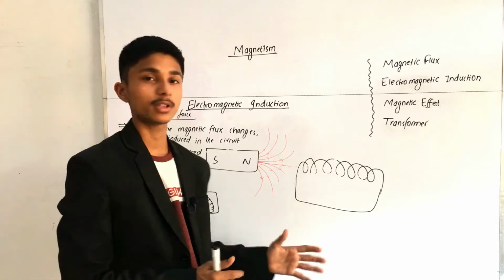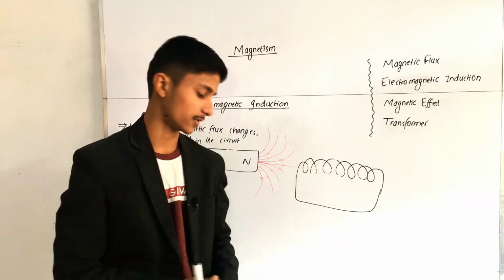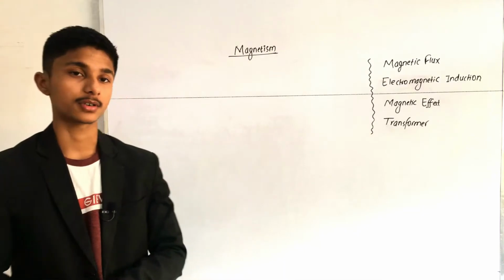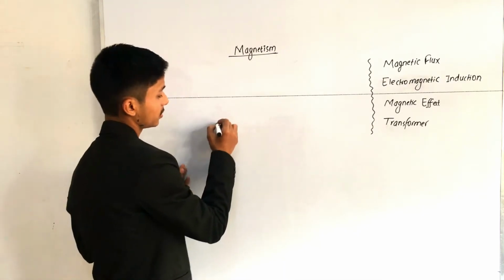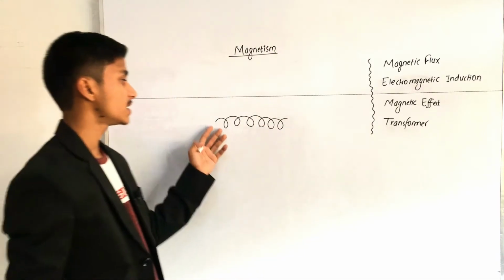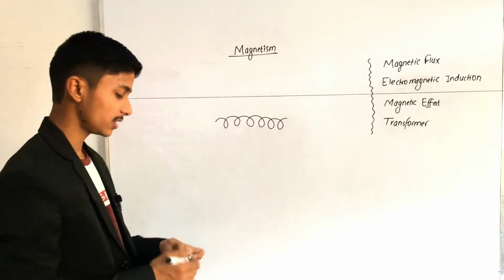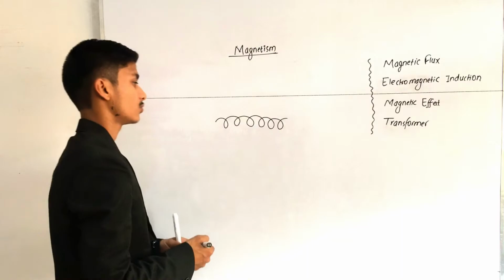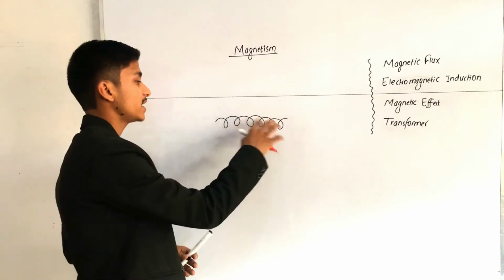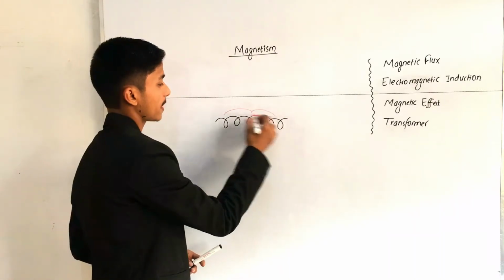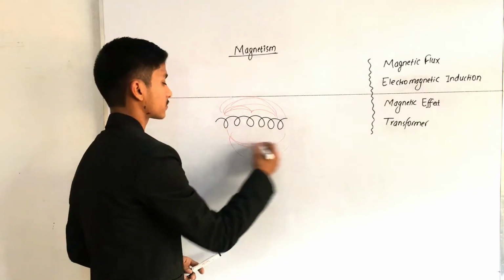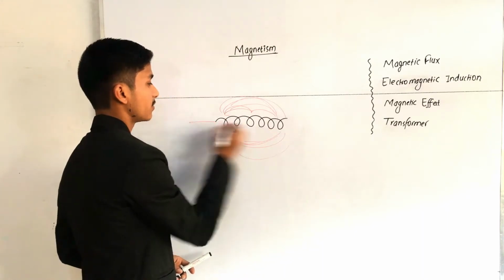Now we go to our next topic, that is magnetic effect. What is magnetic effect? Suppose this is a coil. Whenever electricity is passed in this coil, what happens? A magnetic field is generated around this coil when the electricity is passed here.